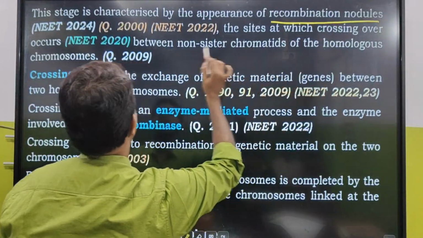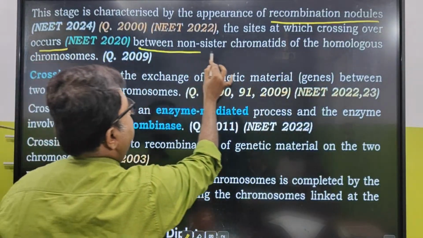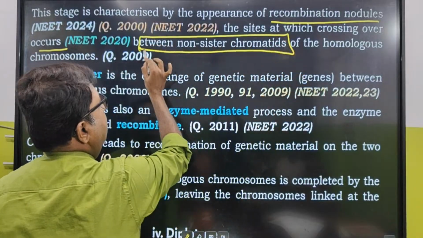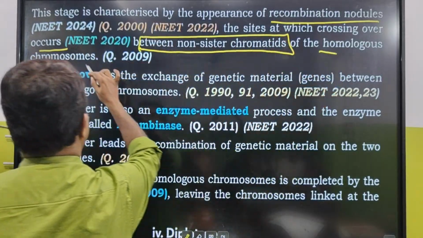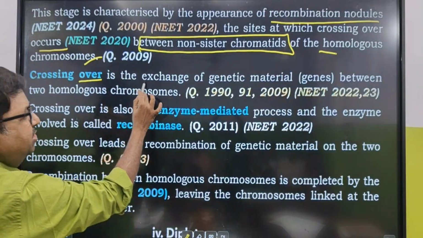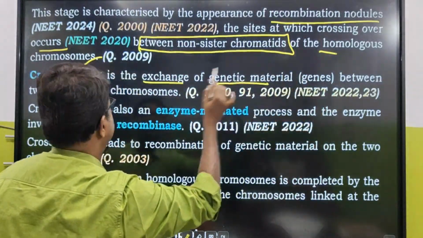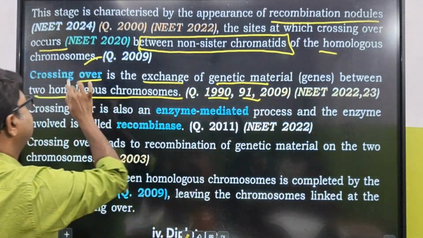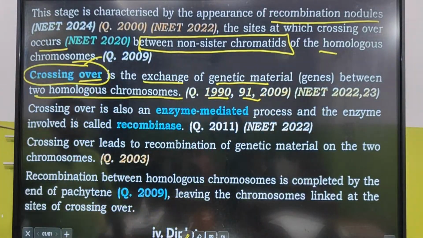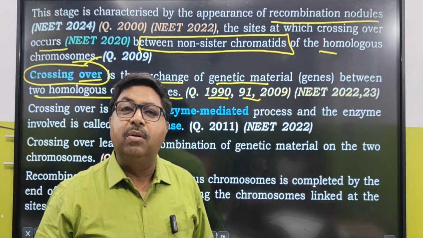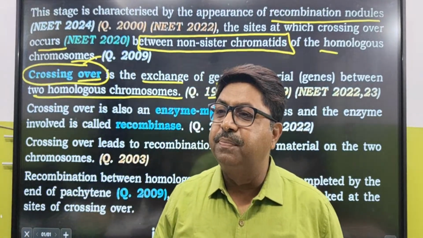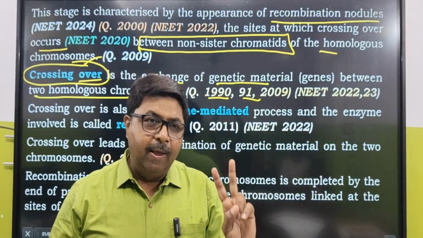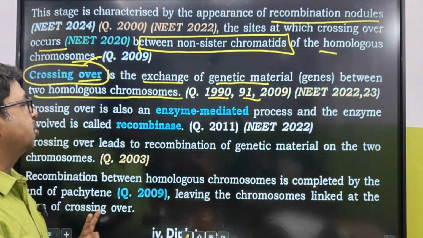The sites at which crossing over occurs between non-sister chromatids of homologous chromosomes. Crossing over is the exchange of genetic material, that is genes, between the 2 homologous chromosomes. See how many years the question came. So crossing over takes place between what? 2 non-sister chromatids of homologous chromosomes.